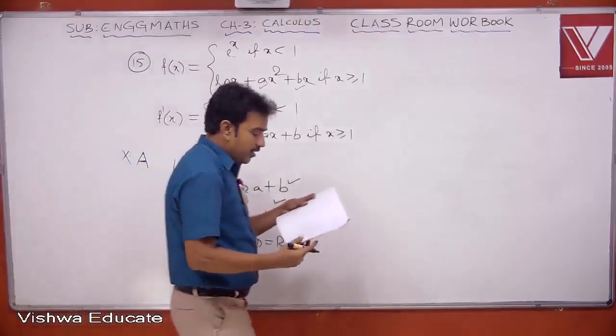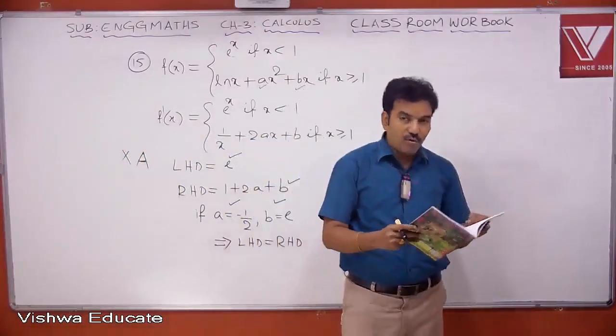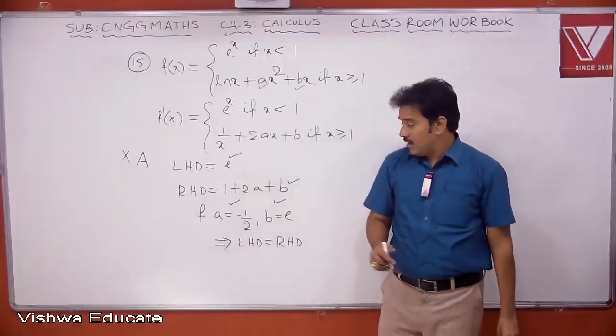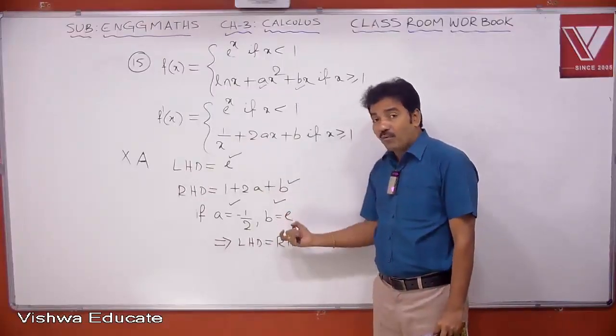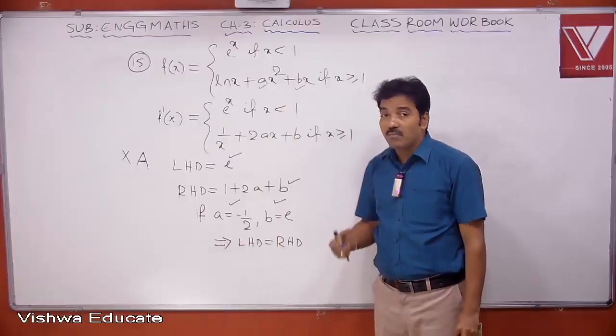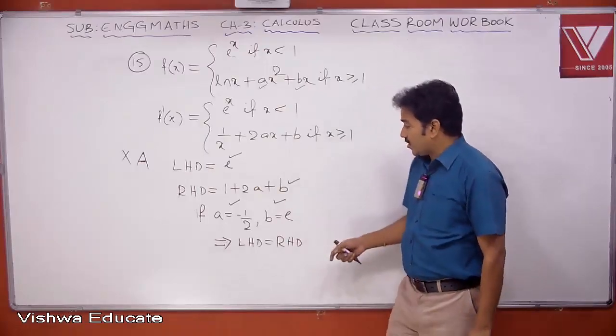Now look at option B. It is differentiable at x equal to 1 for unique values of a and b. Now this is one combination, but we do not know whether only these values make LHD and RHD equal, maybe some other values. Let us see.